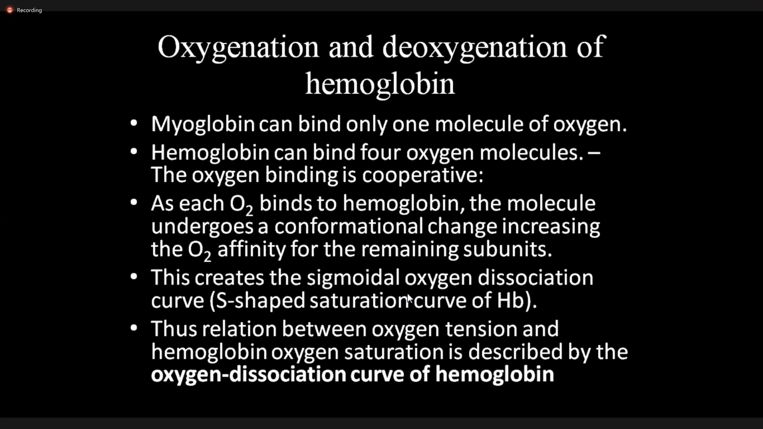Cooperative binding of oxygen can be explained by the fact that when one molecule of oxygen binds to one subunit of hemoglobin, the oxygen affinity towards the remaining subunits of hemoglobin increases. So initially slow binding of oxygen will increase rapidly after some time. This is cooperative binding, and that creates the sigmoidal oxygen dissociation curve. Thus, the relation between oxygen tension and hemoglobin oxygen saturation is described by the oxygen dissociation curve of hemoglobin.